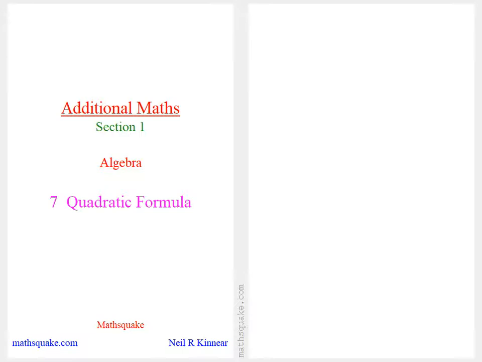Additional Maths, Algebra, Part 7, the Quadratic Formula. It would be good if we could find a single formula which enabled us to solve quadratic equations.